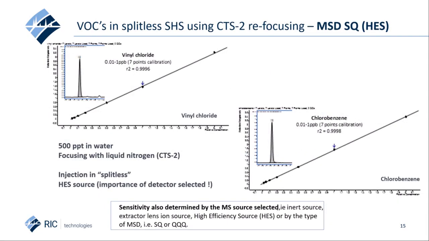The choice of mass spec and the influence on sensitivity linked to the source selected is shown here using the most sensitive Hess source. Vinyl chloride and chlorobenzene shown at the 500 ppt level, but calibrated from 10 ppt to 1 ppb. Limits obtained never possible before using conventional static headspace injection. Now a complete VOC solution can be tailored depending on the requirements needed for the specific lab.